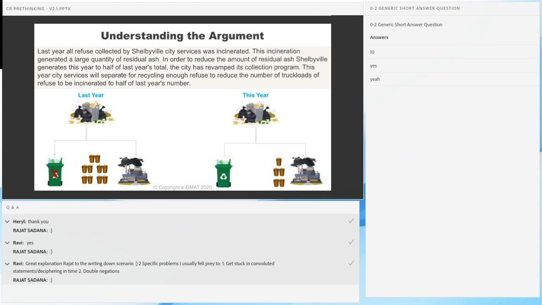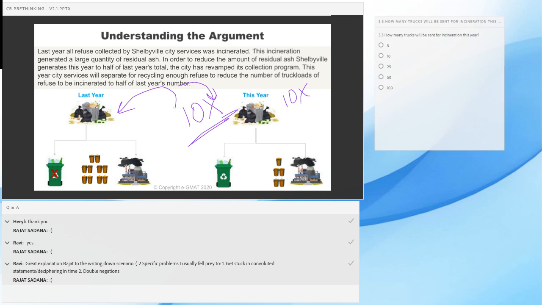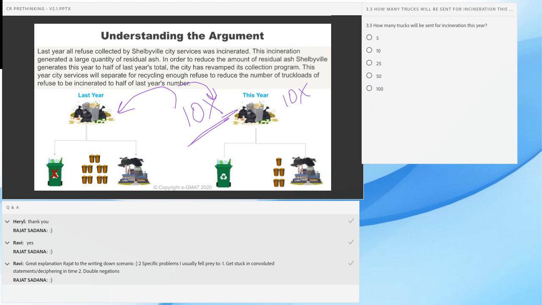Now this year we're going to separate stuff for recycling, and we're going to send some for incineration. Now my simple question to you is, if this year we collect 10 times as much refuse as last year, so if the garbage collected this year is 10x as much, in that case, how many trucks do you think will be sent for recycling? For incineration, not recycling, I'm sorry. How many trucks will be sent for incineration this year if we collect 10 times as much refuse?